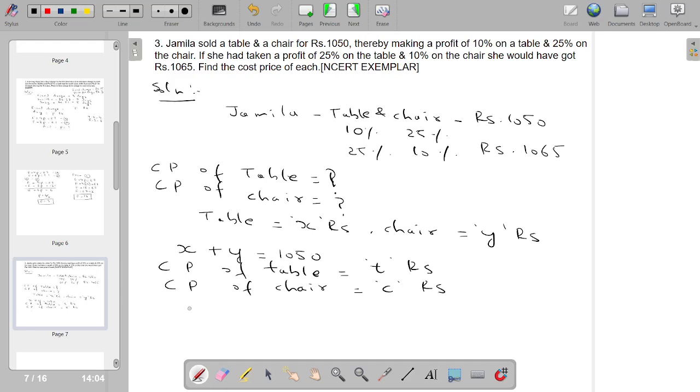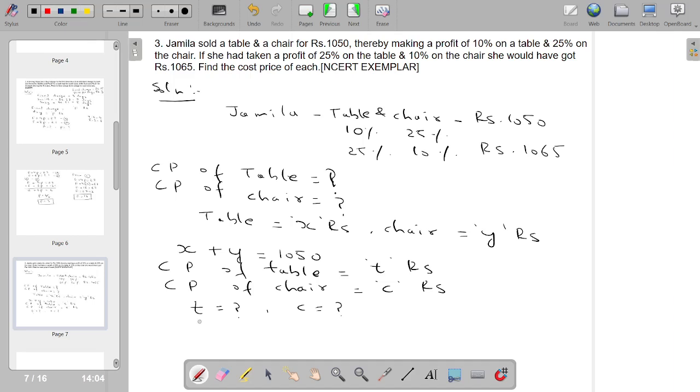So this is the original price, which we don't know. T and C we have to find out. But what is the relationship between the cost price and the selling price? Selling price means the price after the profit has been made.